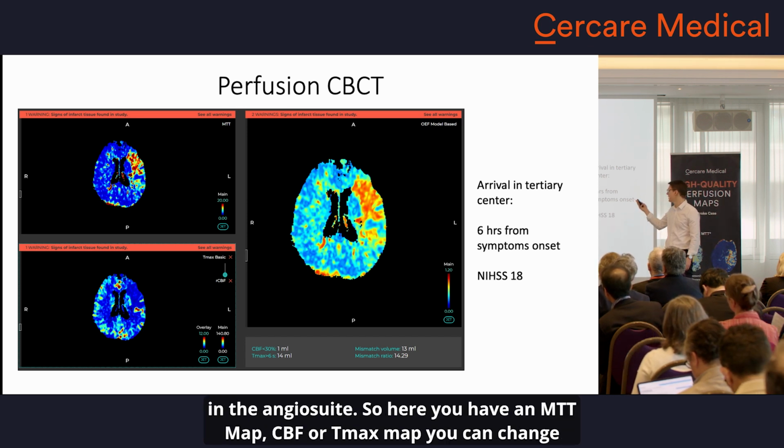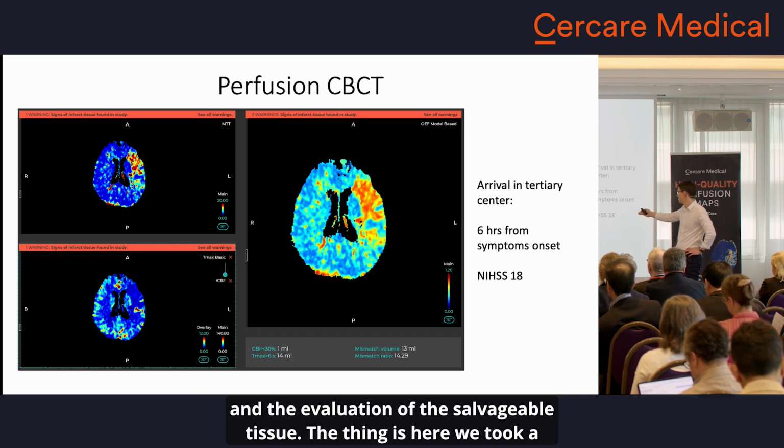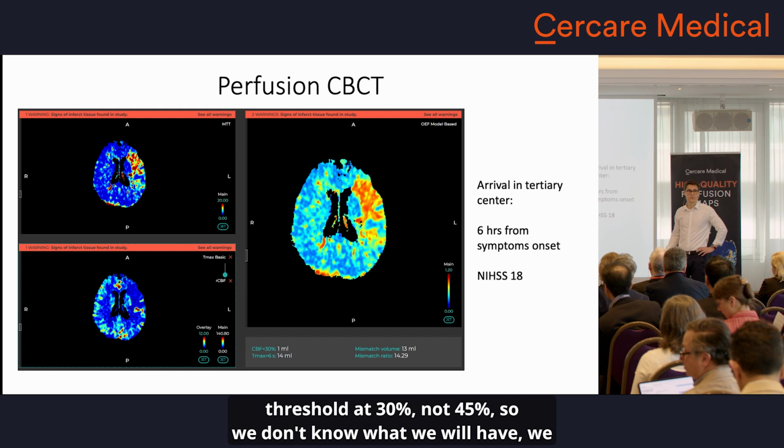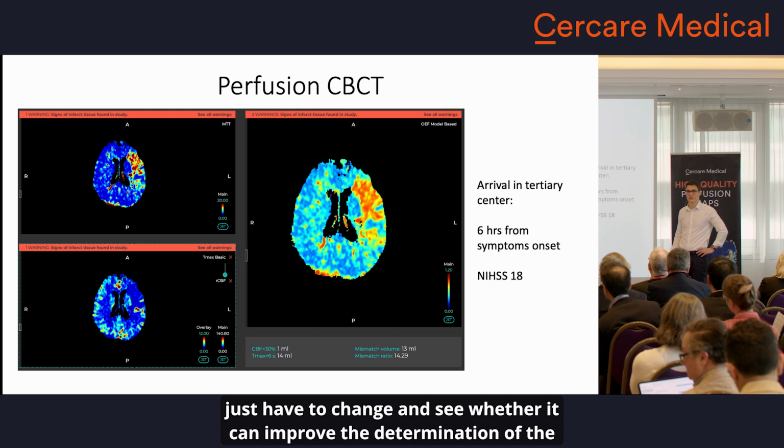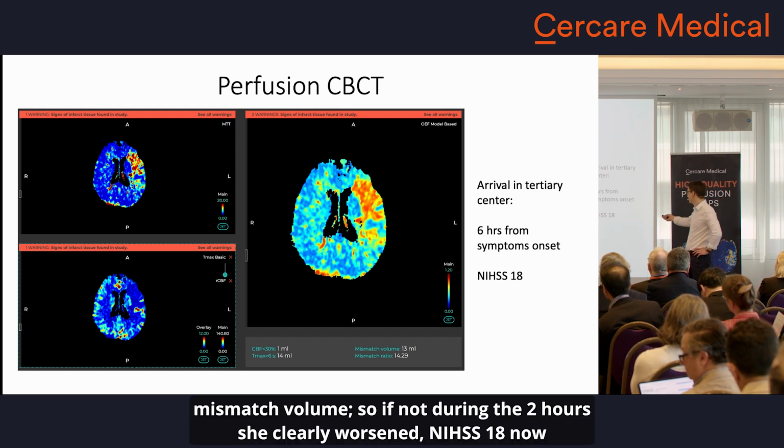So here you have an MTT map, CBF or Tmax map you can change, and the evaluation of the salvageable tissue. The thing is here, we took a threshold at 30%, not 45%, so we don't know what we will have. We just have to change and see whether it can improve the determination of the mismatch volume. So of note, during the 2 hours, she clearly worsened. NIHSS 18 now.